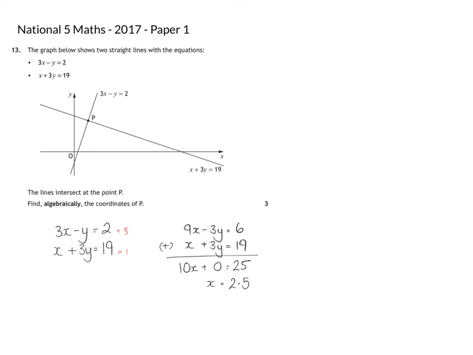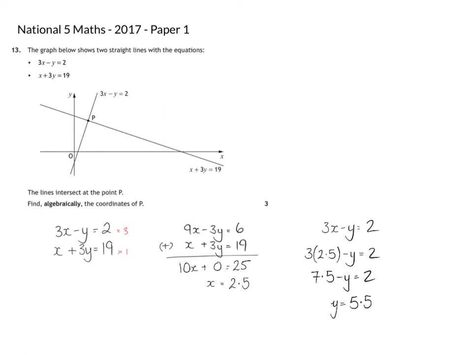Right, so we now need to find out what y is. So we can substitute it into either equation. It doesn't actually matter which one we want to do. So let's use our 3x take away y. Let's use that one. So we have 3x take away y is equal to 2. So that's telling me that 3 lots of 2.5 take away something gives me 2. So 3 lots of 2.5 is 7.5. Take away y equals 2. So in there we can see that y would have to be 5.5.